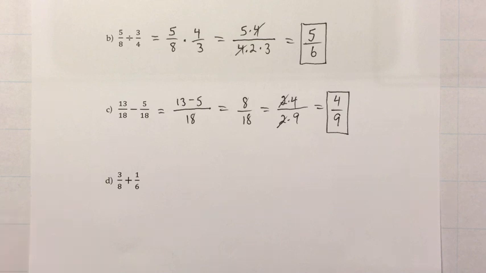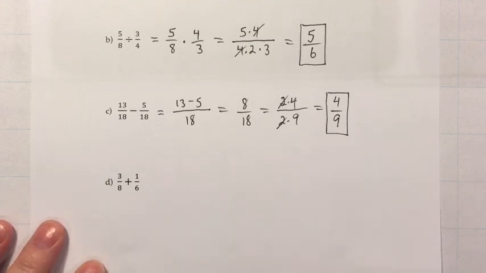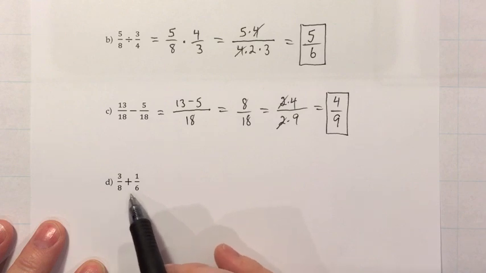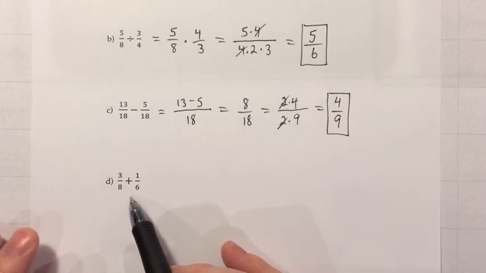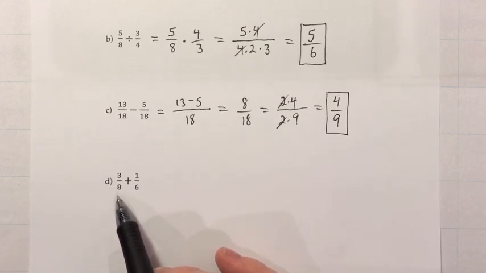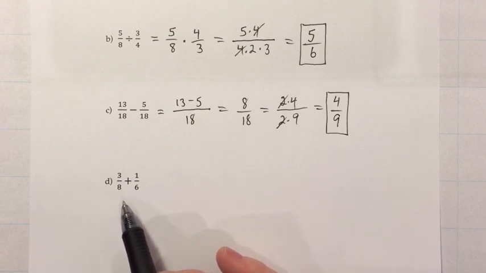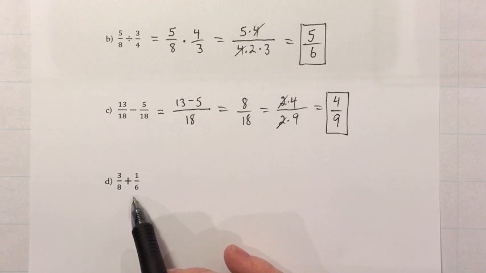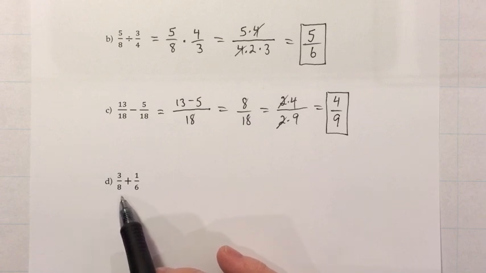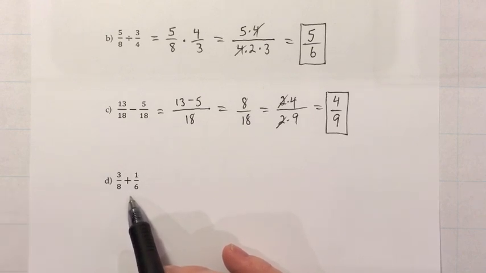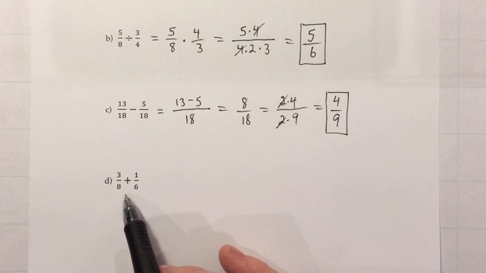We have 3/8 plus 1/6. So the problem here is these aren't the same type. So you want to make them the same type by making them have the same denominator. So you try and think of a number that's bigger than 8 and 6. Well, really what you're thinking of is what's the smallest number that's divisible by 8 and 6. Often it's bigger, not always. So the smallest number I can think of that's divisible by 8 and 6 is 24.